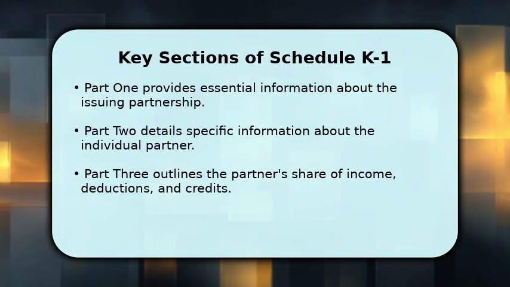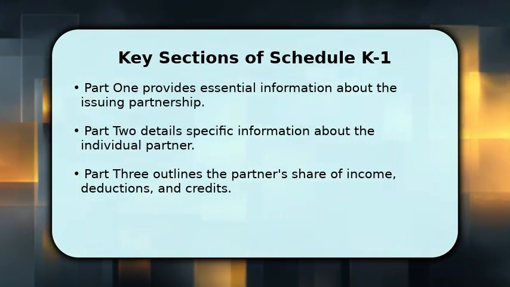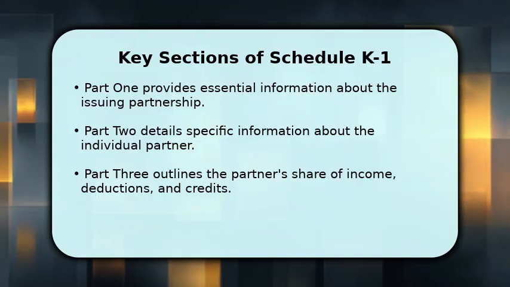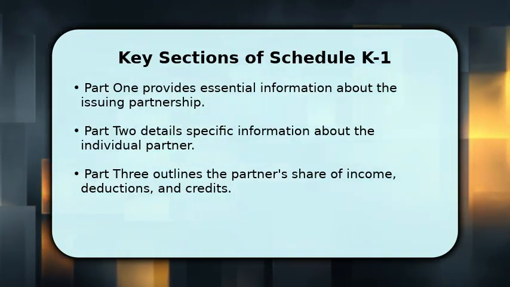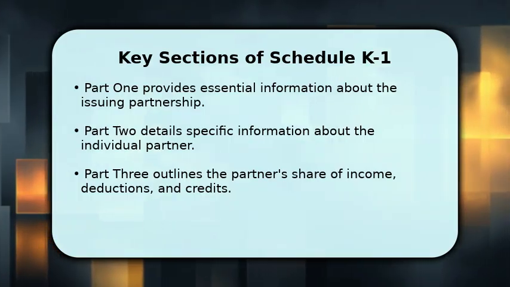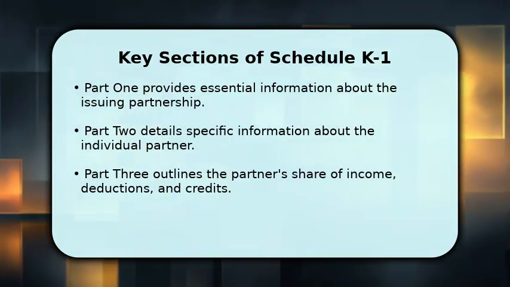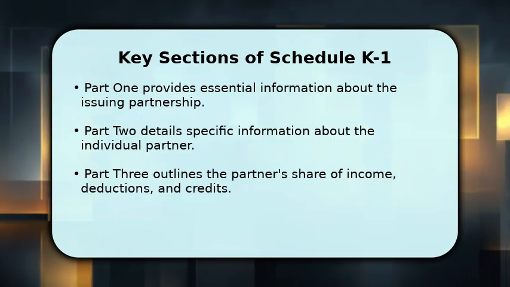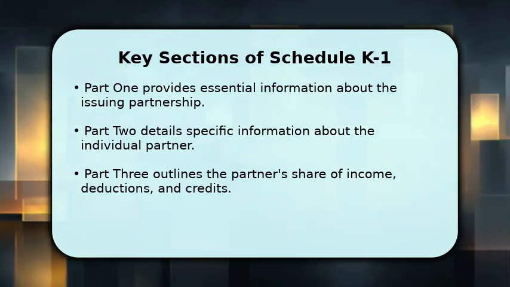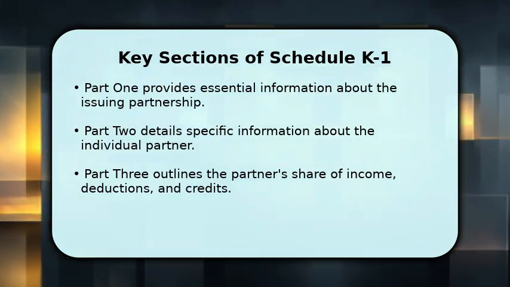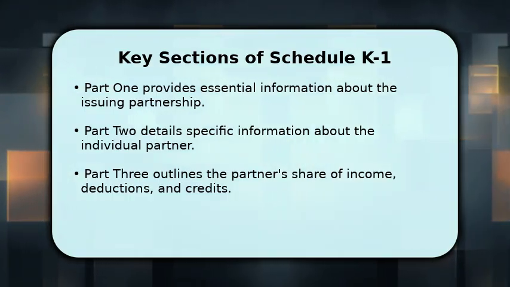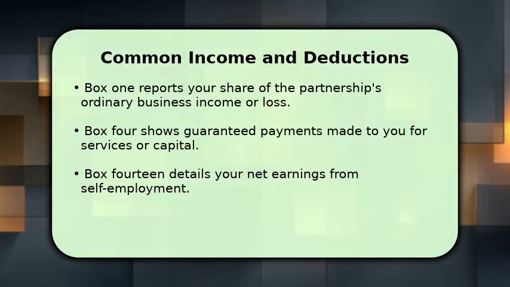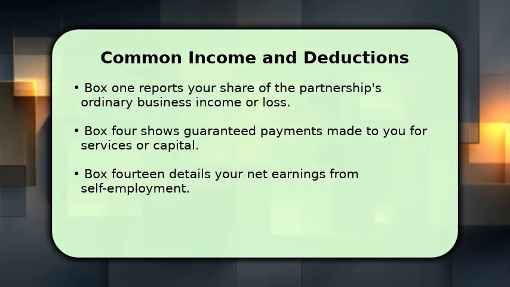Let's dive into the key sections of Schedule K-1. Part 1 covers the partnership's details, including its name, address, and employer identification number. Part 2 focuses on you, the partner, listing your name, address, and social security number. Finally, Part 3 is the core, presenting your allocated share of the partnership's income, losses, deductions, and credits, which we will explore further. Now, let's look at some common items you'll find in Part 3.